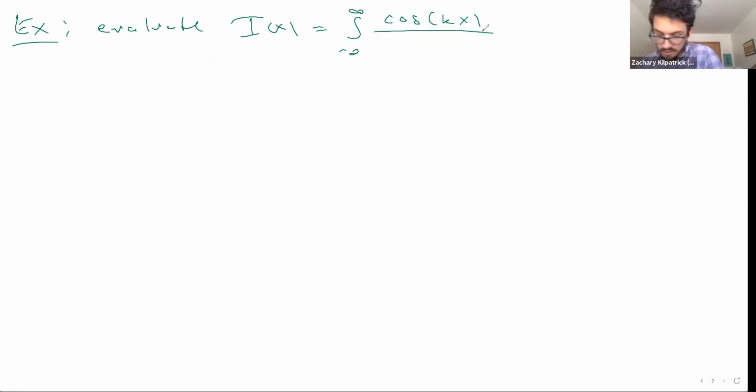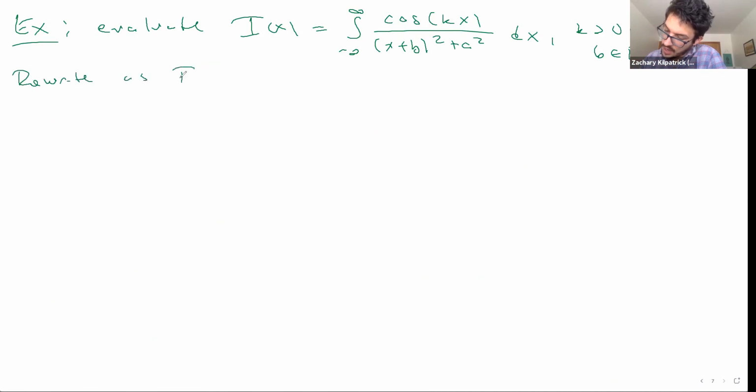Cosine of kx divided by (x plus b) squared plus a squared dx. k is some frequency greater than 0, a is greater than 0, b is some real number. Okay, and let's start by rewriting this as a Fourier integral. You might say, well, then why don't we just use the method of stationary phase?